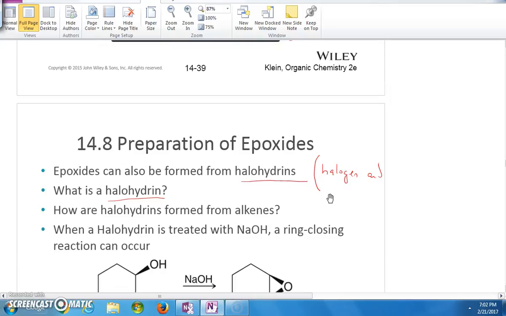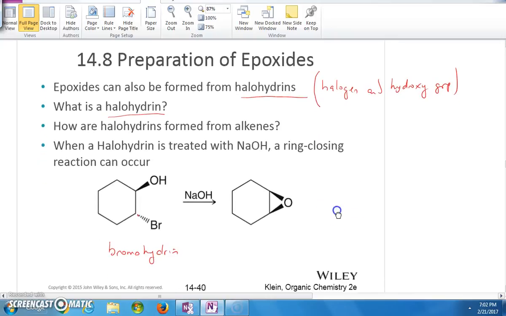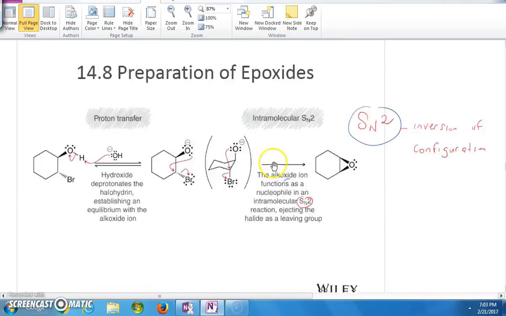Now, epoxides can also be formed via halohydrins. In a halohydrin, you have a halogen and a hydroxy group. Okay, that's a halohydrin. So basically, you're adding the OH and the bromine, in this case a bromohydrin. And in the presence of a base, the reaction undergoes a ring closing and you get the epoxide.